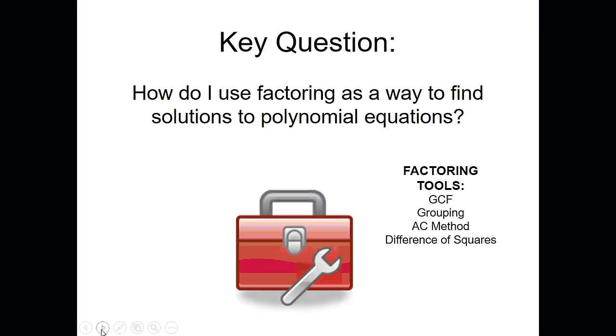So the key question we're focusing on today is how do I use factoring as a way to find solutions to polynomial equations? We have these factoring tools like factoring by greatest common factor, grouping, AC method, difference of squares. Those are all useful tools that we have in our little foldable and we've talked about that will help us factor expressions. Or in this case, we're going to be factoring one side of an equation.